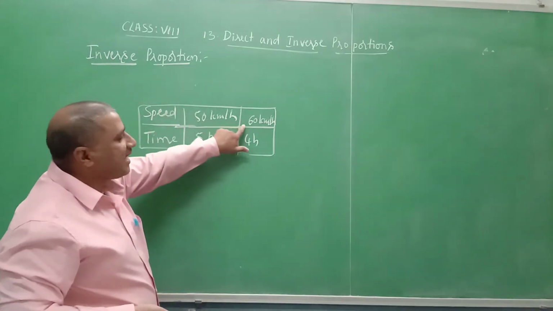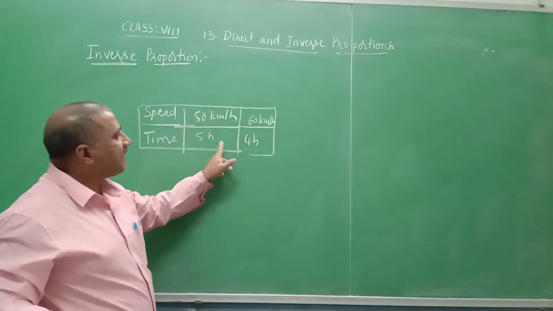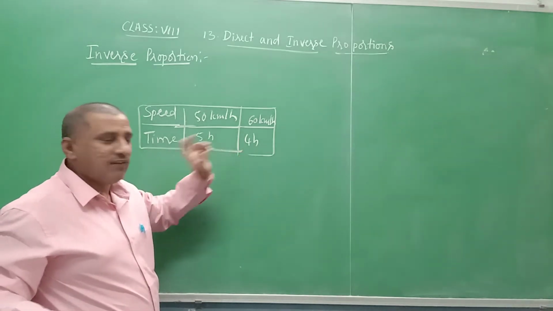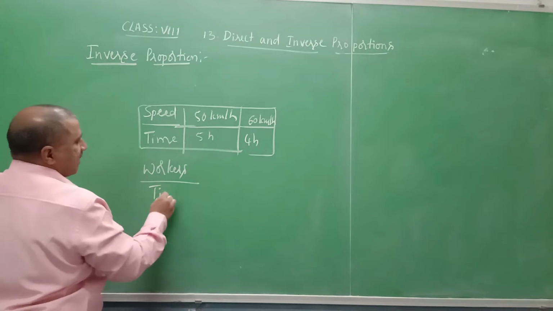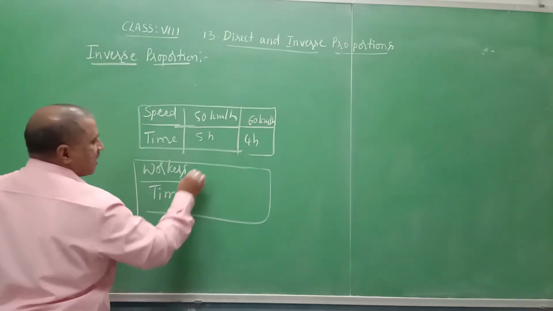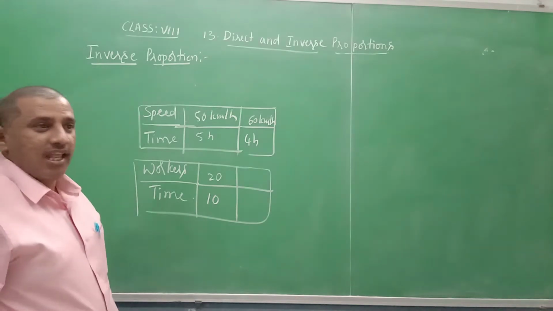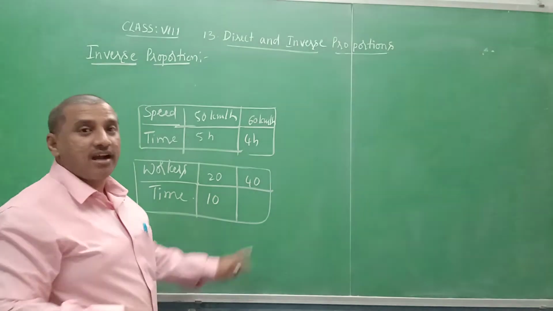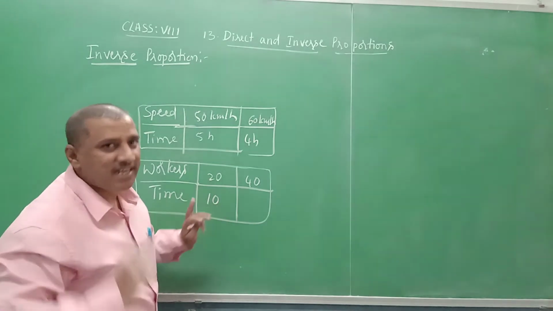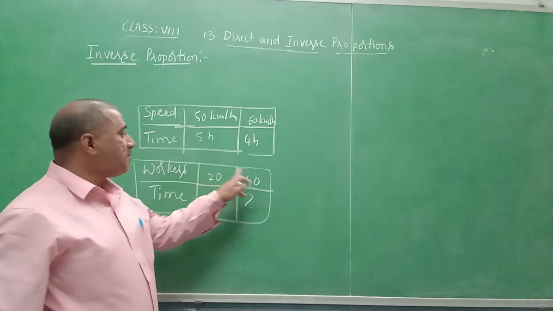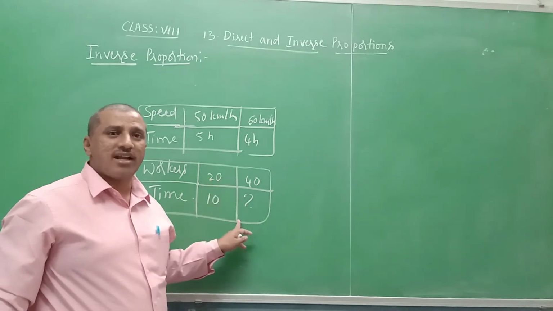See here, as the speed increases, the time is not increasing, it is decreasing. The first quantity is increasing, the second quantity is decreasing. See one more example: the number of workers required to complete a work and the time taken. If 20 workers are there, they can complete the work in 10 days. If 40 workers are there, in how many days will they complete the same work? Will it be more than 10 days or less than 10 days? Exactly, it is less than 10 days. Again the number of workers is increasing, and the time required to complete the work is decreasing. One quantity increases means the other quantity decreases.